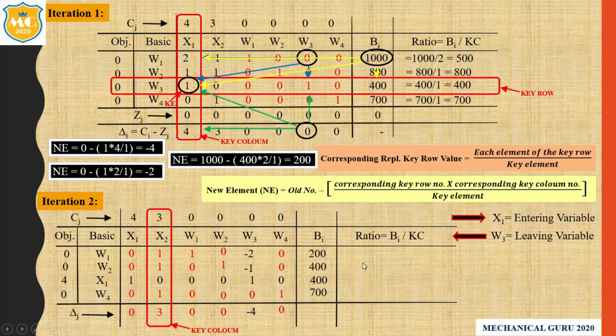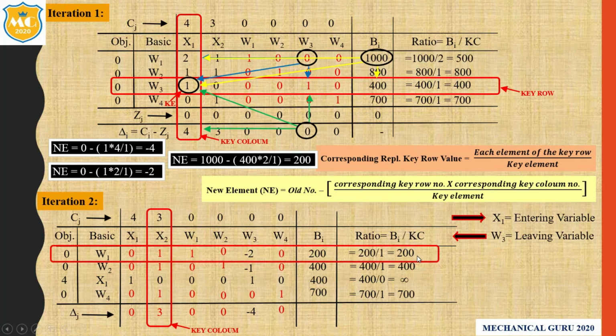Now we have to find out the ratio. 200 divided by 1, 200; 400 divided by 1, that is 400. Next, 400 divided by 0, so here infinity. Next, 700 divided by 1, so here 700. In the ratio we have to choose the minimum positive number. Okay, so here 200 is the minimum number, so this is our key row and this is our key element. Okay, so here the second iteration is completed.